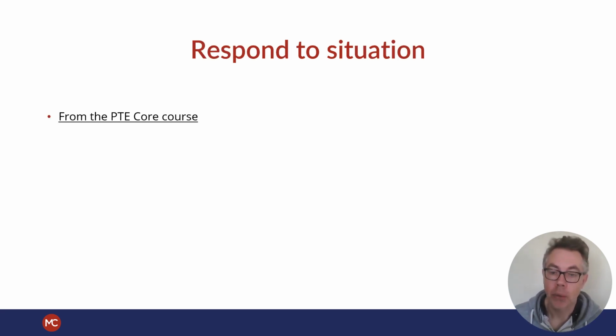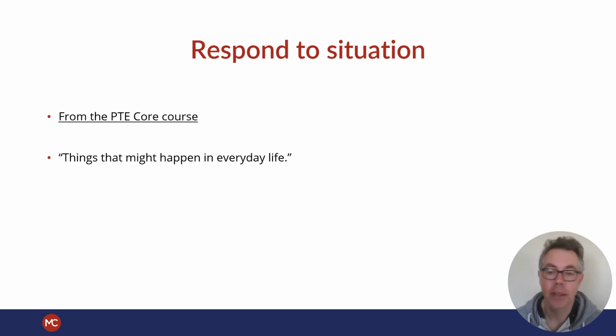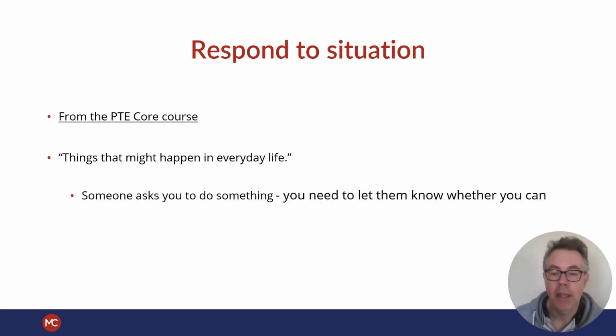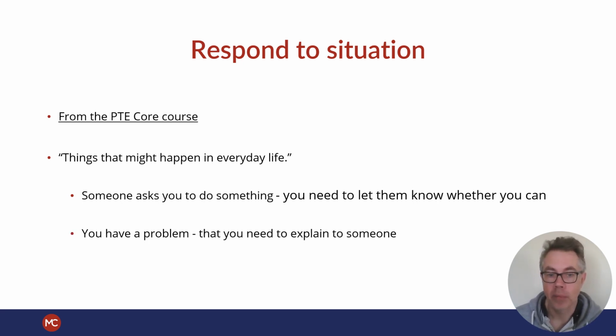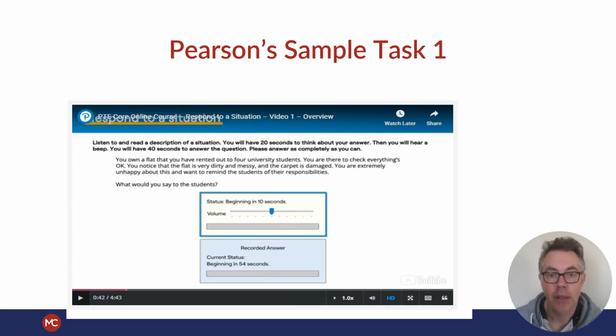So the PTE Core course tells us this. The task is about things that might happen in everyday life. Someone asks you to do something, you need to let them know whether you can. You have a problem that you need to explain to someone. There are 2 to 4 in a test. Have a look at the first one by yourself, pause here and then restart when you're ready.